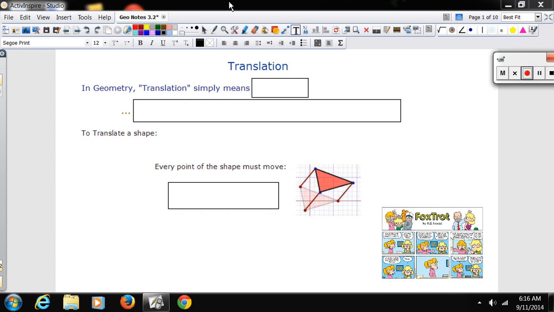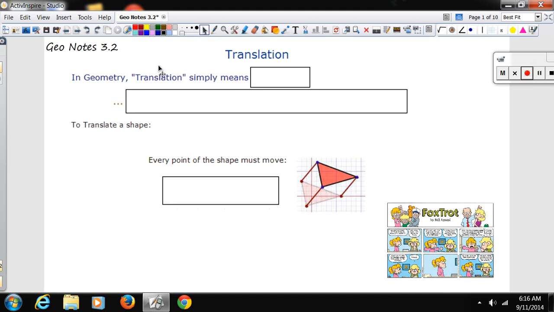Okay, here are notes for geometry, geotrig 3.2. So let's put that up here in the top corner. There you go. All right. And these are on translations.